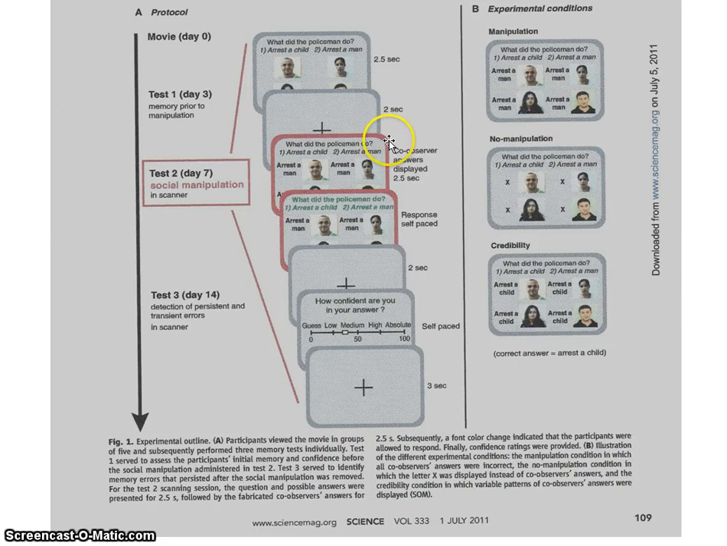So they're going to see a screen, they're going to get the social feedback, and then after getting the social feedback, they're going to be asked again, so what did the policeman do? So while they're responding, the fMRI machine is recording their brain activity. And they'll also be asked to give confidence ratings. How confident are they in their response?